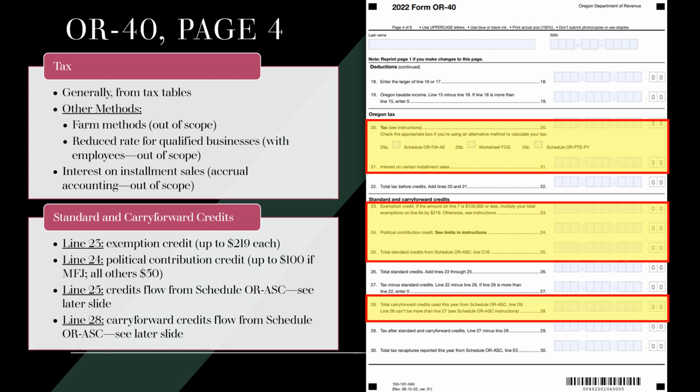This is the section where that exemption credit that we talked about earlier shows up. Line 24, just below that, is the political contribution credit. And if you remember, political contributions are not deductible for federal purposes. In Oregon, however, taxpayers can get a credit for political contributions up to $50 or $100 for married filing joint taxpayers. Line 25 is for standard credits that flow from that Oregon ASC, and line 28 is for carry forward credits that also flow from that same schedule.